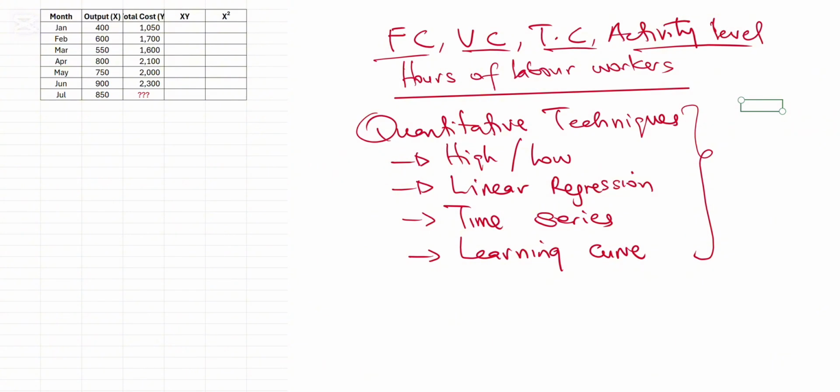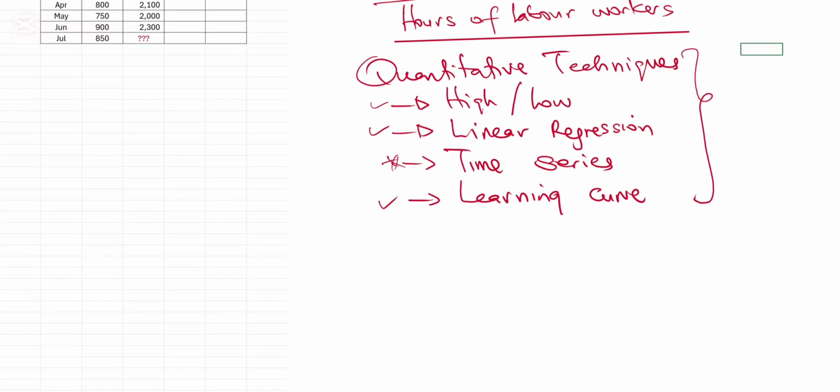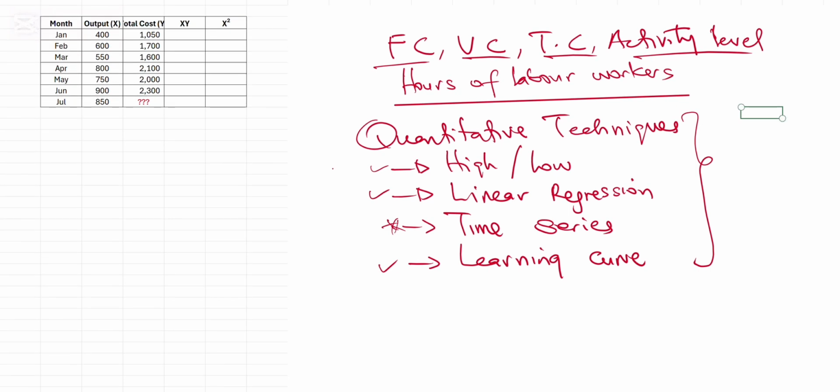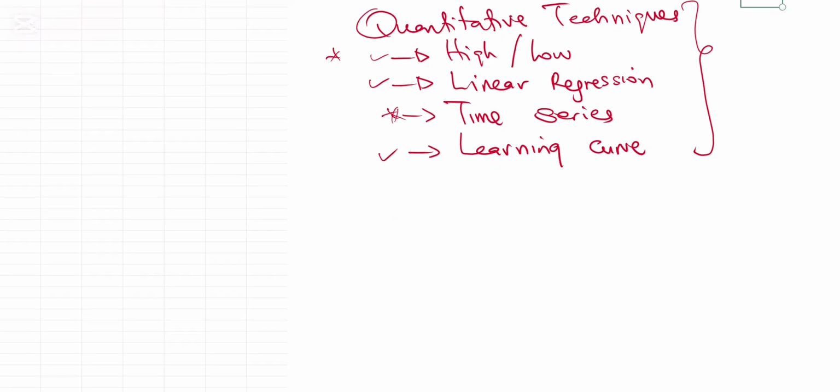In terms of popularity, this one and this one are very popular for exams. Maybe hardly you find time series, but I'm still going to go through that, because you have to be comfortable with that. So we'll start with the first one, which is the high and low method.